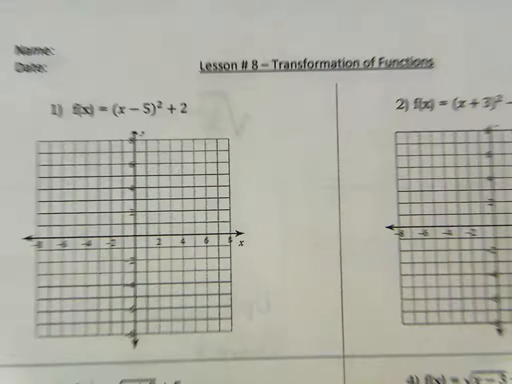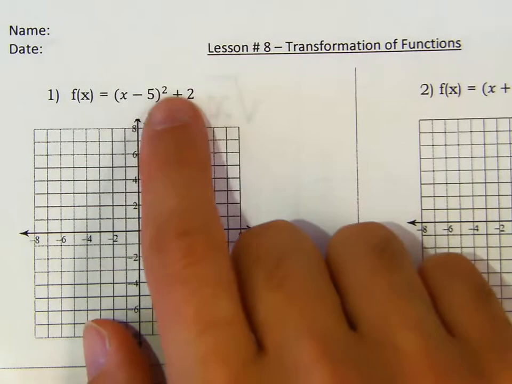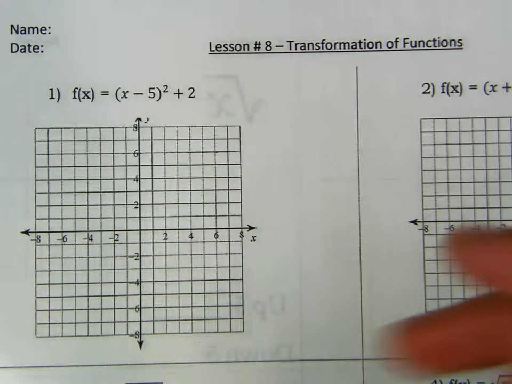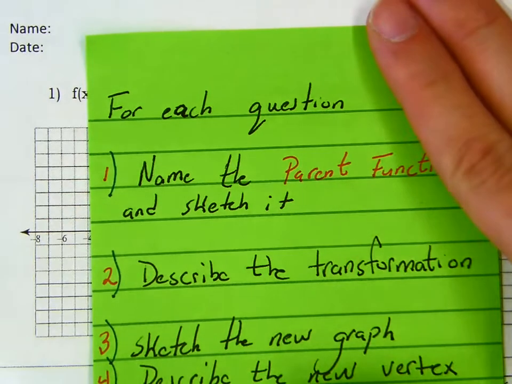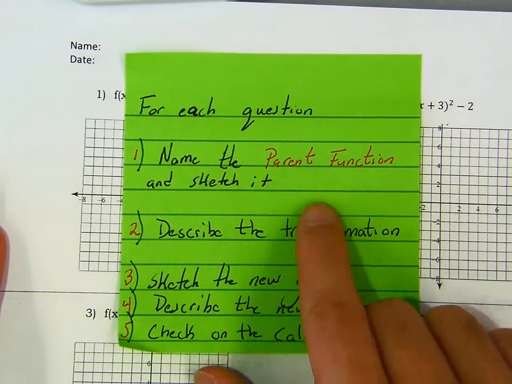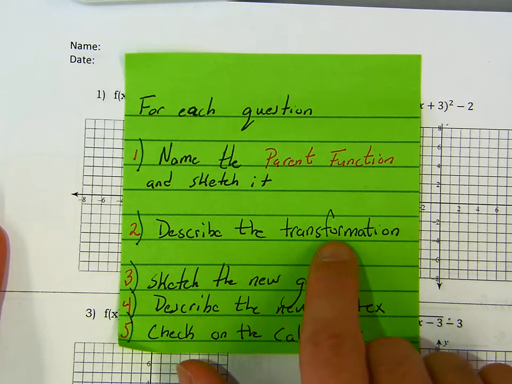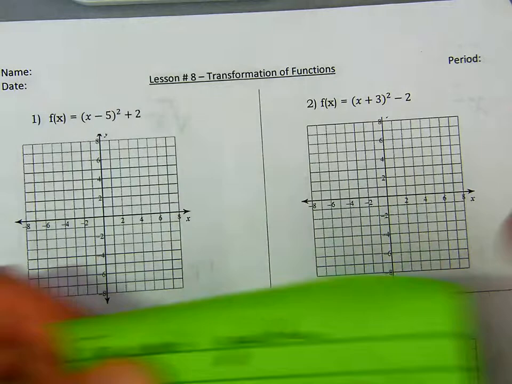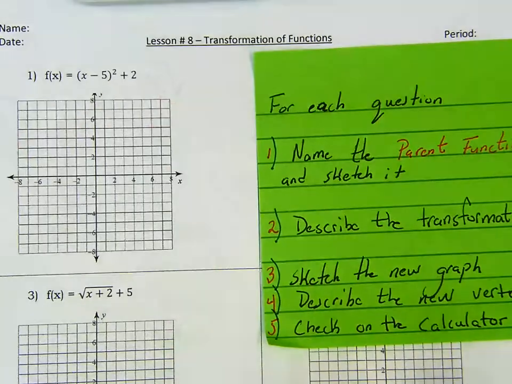Here, we have this function, f of x equals (x minus 5) squared plus 2. And what we want to do is, for each question, right? I'll write this on the board so you could see, or if you want, you can copy this down as well. Name the parent function, sketch it, describe the transformation, and so on. We'll go through each part. Let's take a look at the first question. I'll have this on the side so we can see that we're going to do each part one by one.